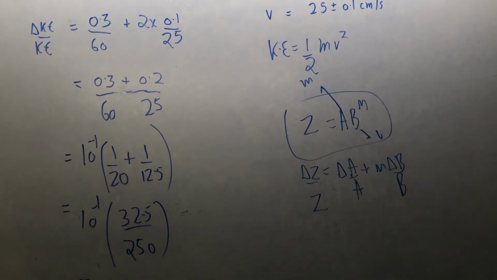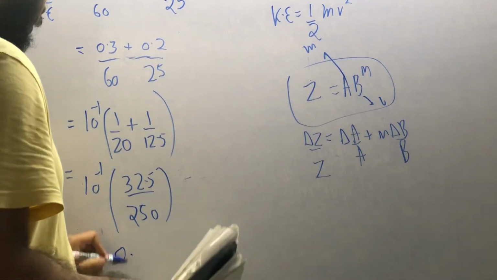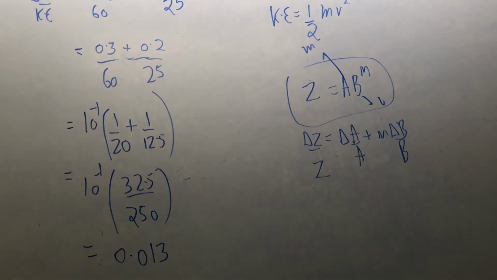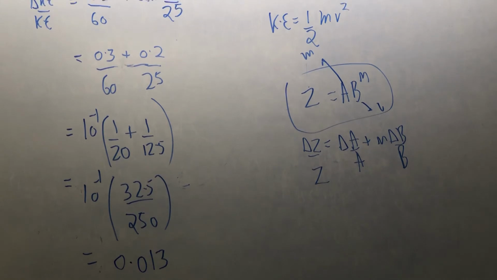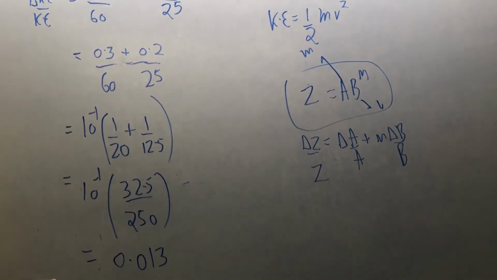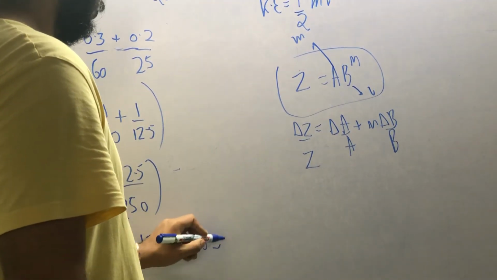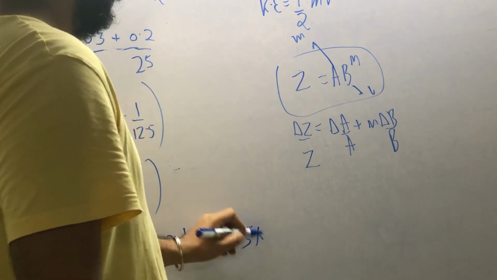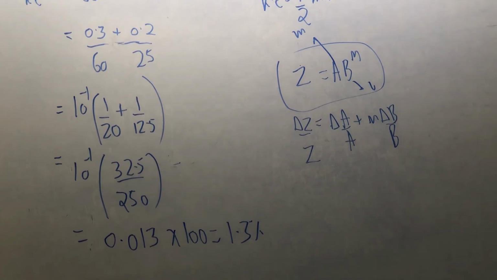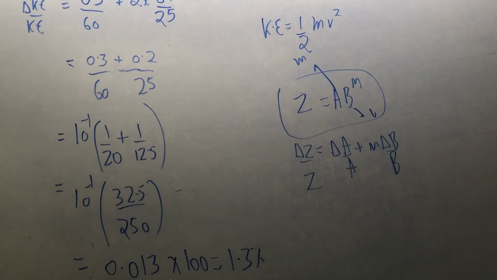So this value comes out to be approximately 0.013. This is the relative error. Generally in your exams you have to represent this error in percentage form, so just multiply by 100. You will write here 1.3%. So the error in kinetic energy is 1.3%. This is this question.